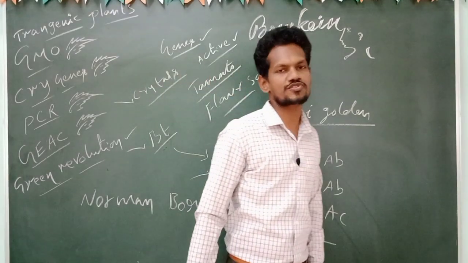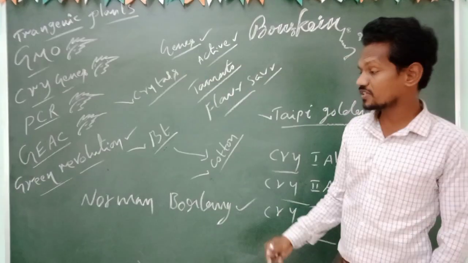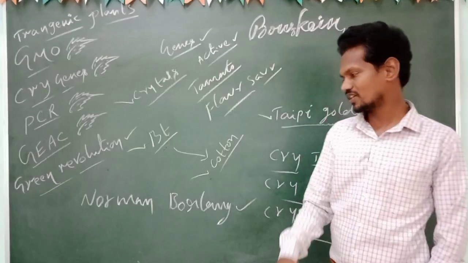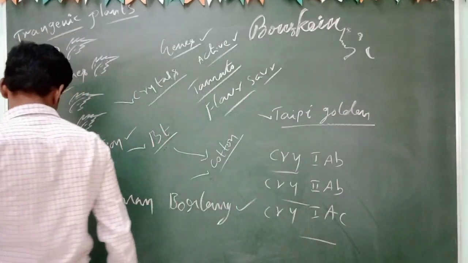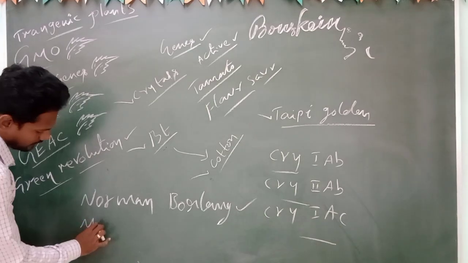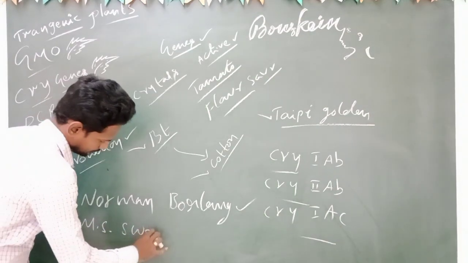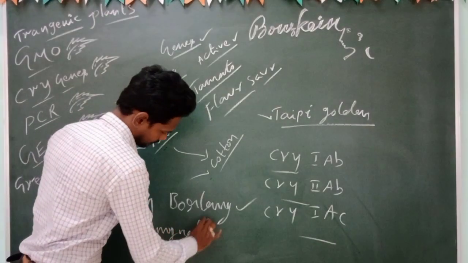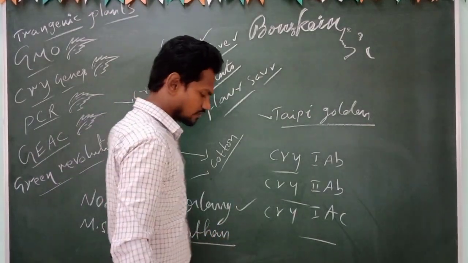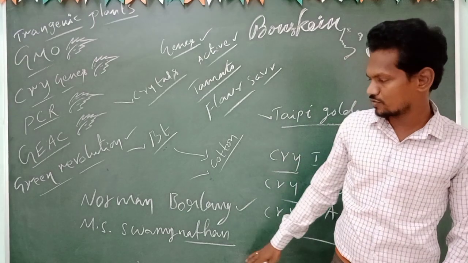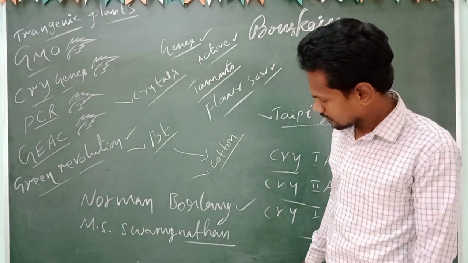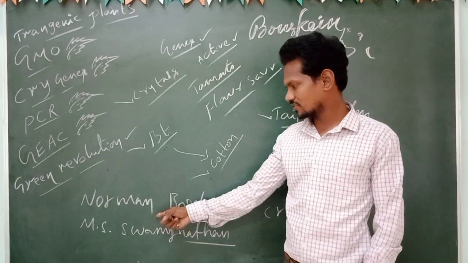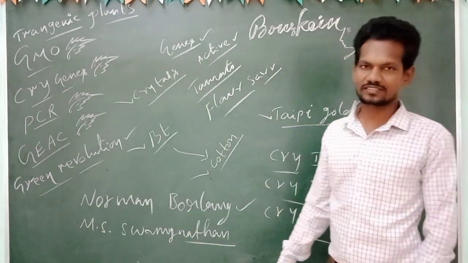Norman Borlaug is the father of the green revolution in the world, and in our India, the green revolution technique was introduced by M.S. Swaminathan. So in India, the father of the green revolution is known as M.S. Swaminathan. Worldwide, the father of the green revolution is Norman Borlaug.